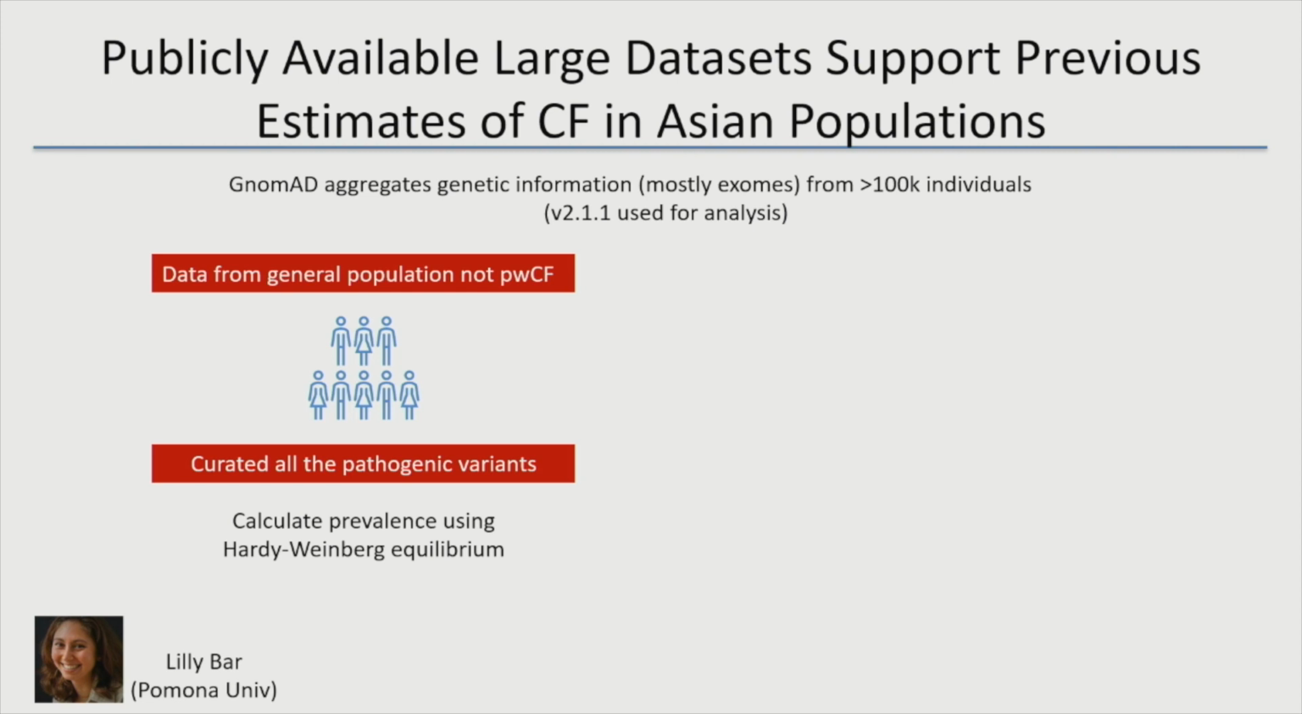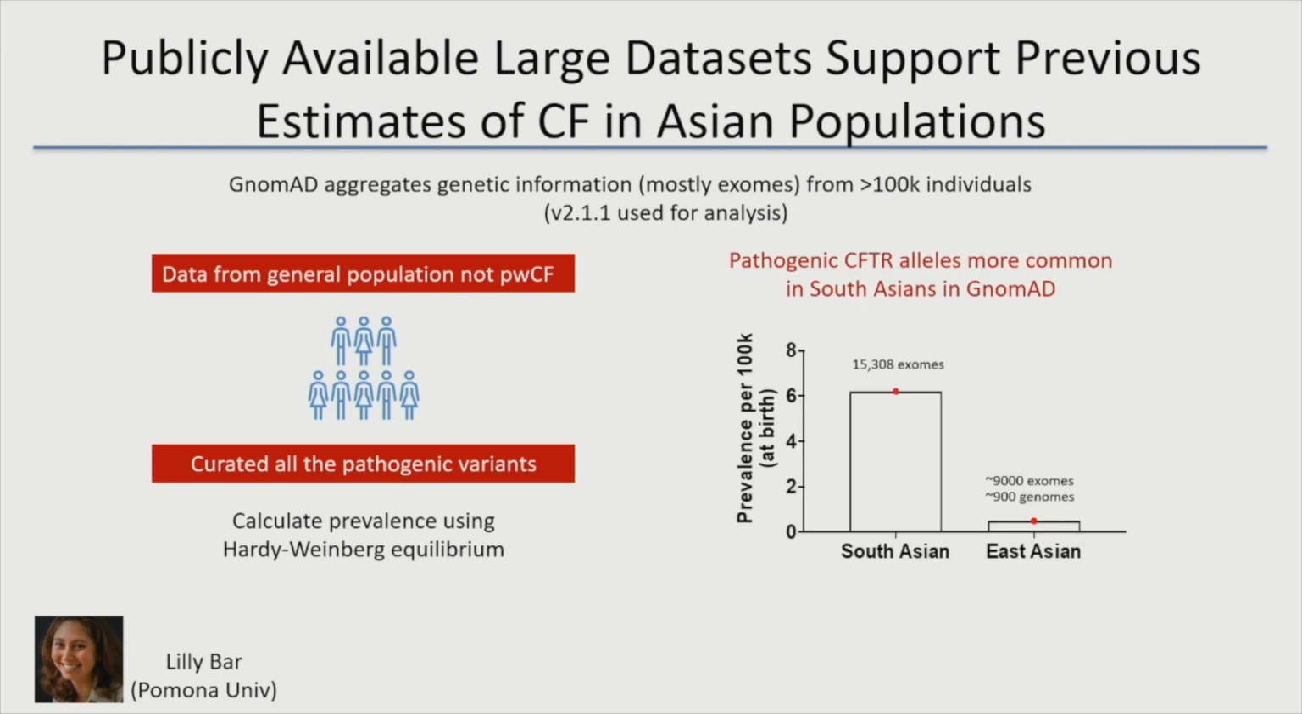They do a pretty decent job of curating pathogenic versus non-pathogenic variants, but we still had to go through it, and we did find some inaccuracies in terms of variants that were considered non-pathogenic or of unknown significance. We essentially used Hardy-Weinberg equilibrium to calculate the prevalence in the Asian population first. We have good representation, about 15,000 exomes from South Asians and about 10,000 exomes from East Asians. This pretty much recapitulates what we published before: there's a significantly higher prevalence of CF at birth in South Asia compared to East Asia.